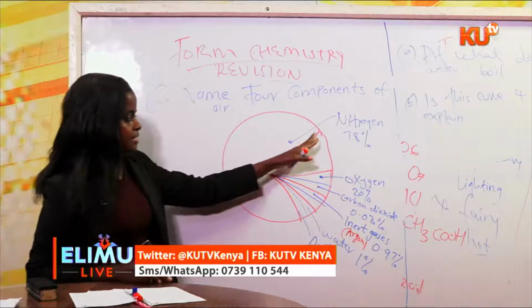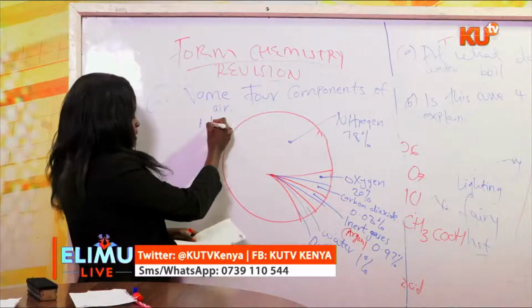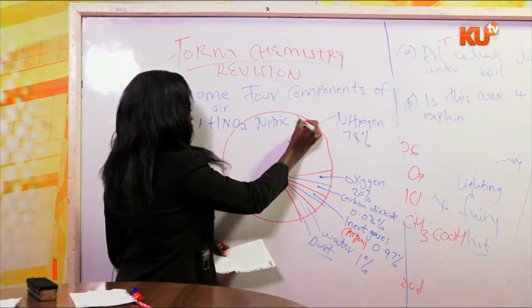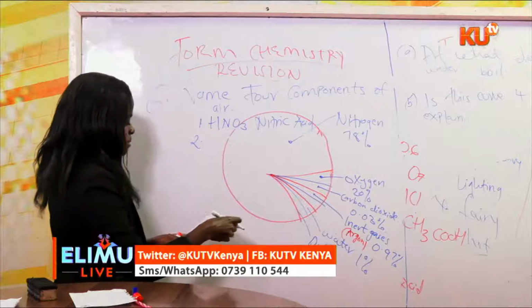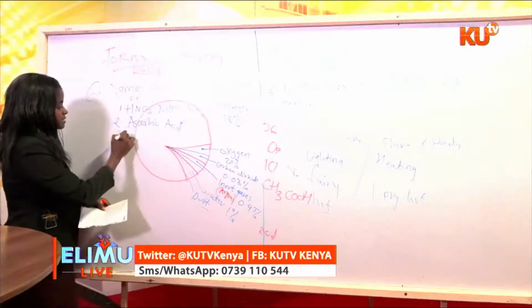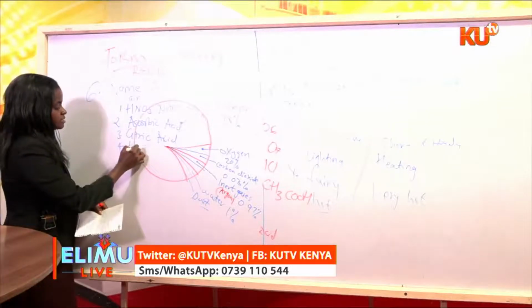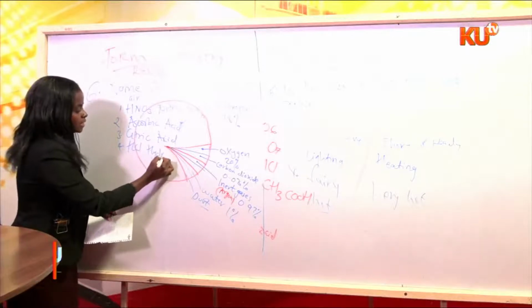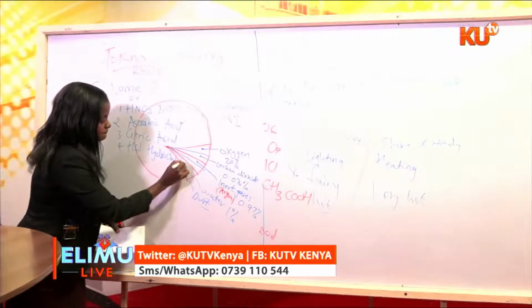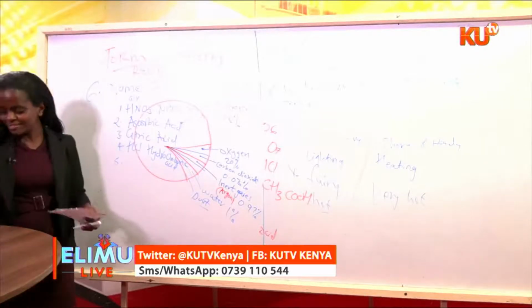So this was just a diagrammatic representation, but just to state them, we have nitric acid, then the second component is ascorbic acid, then citric acid, then we have HCl, which is hydrochloric. Sorry about that, I just mixed up the other question that was previous.